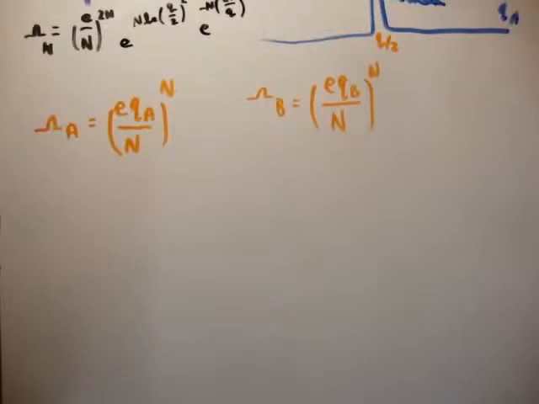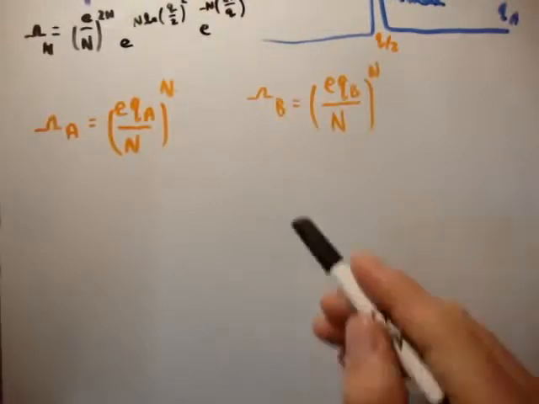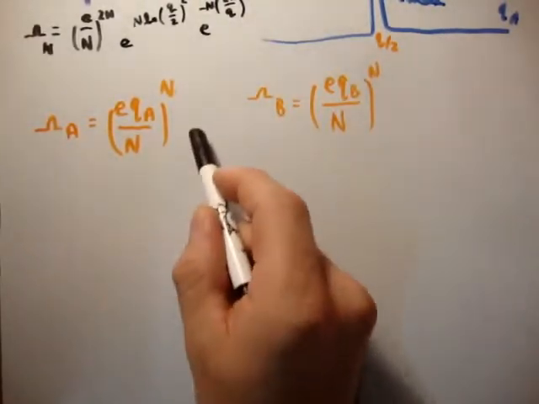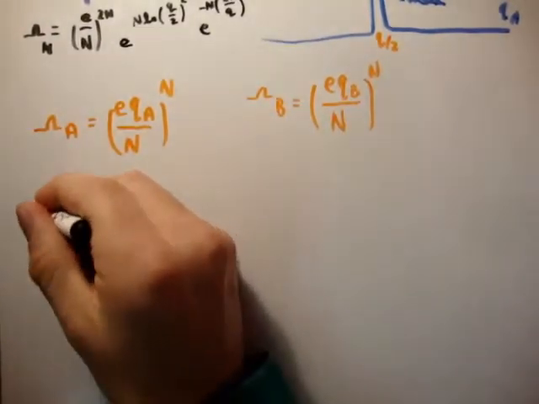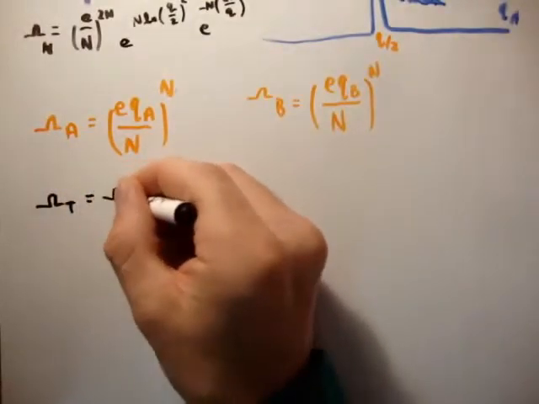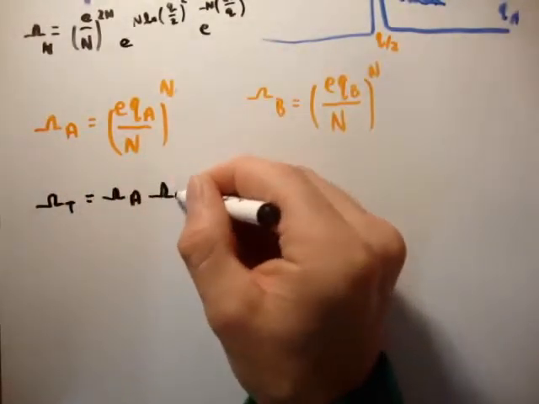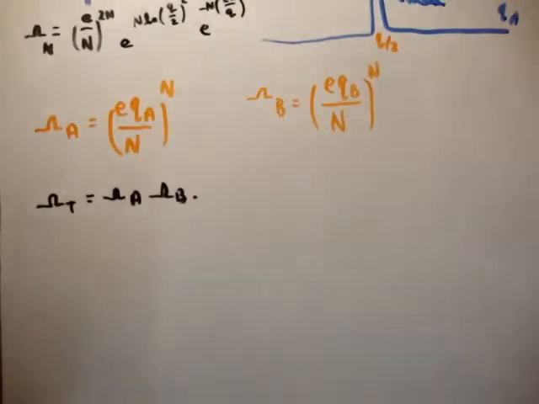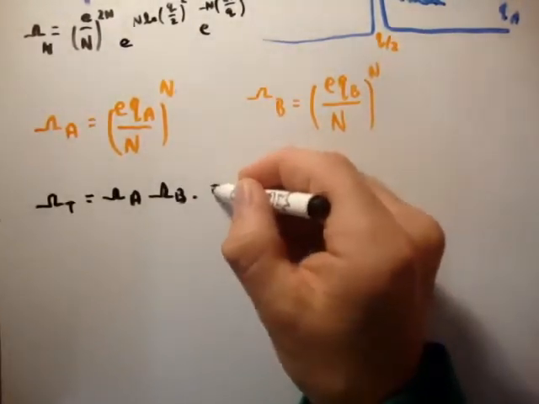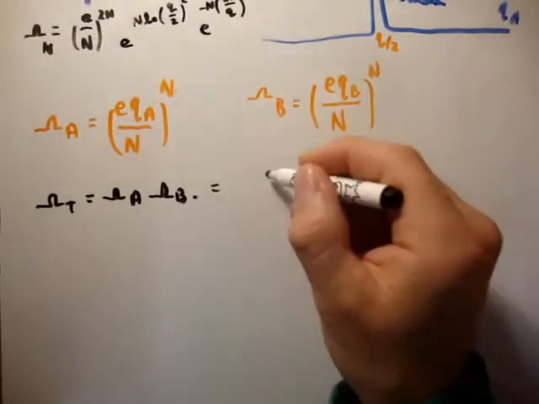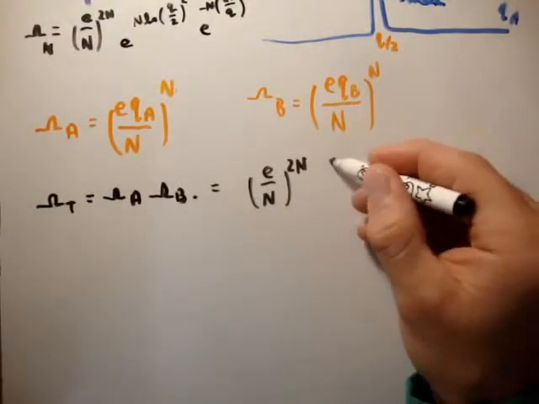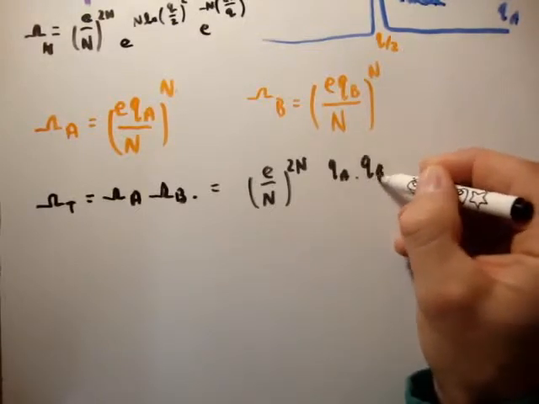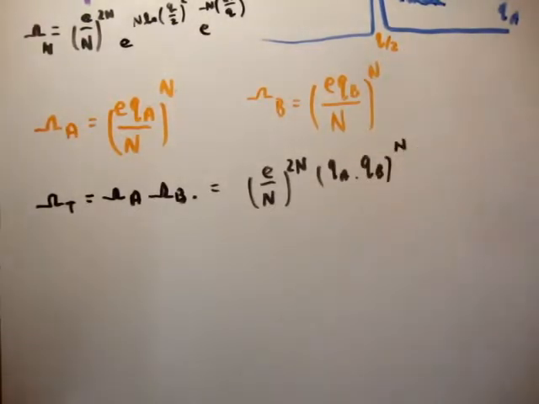Next, we should know intuitively at this stage that the multiplicity of each of the states is independent of each other. So it should make intuitive sense that the total multiplicity will in fact be the product of each of the individual multiplicities and not their sum, because they're independent. So you can multiply this out, but we can rewrite this as follows: E over N to the power of twice N, and then we have Q sub A times Q sub B to the power of N. That's pretty simple, just use of exponents.